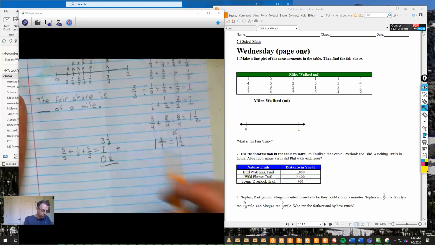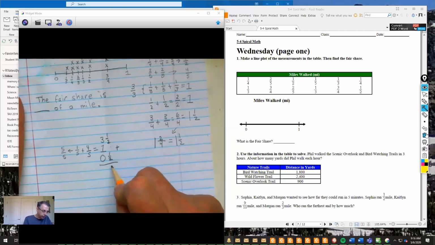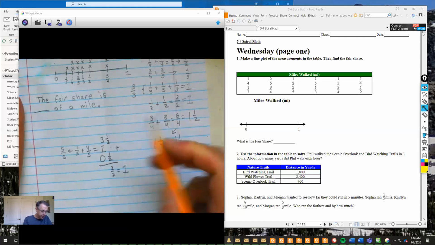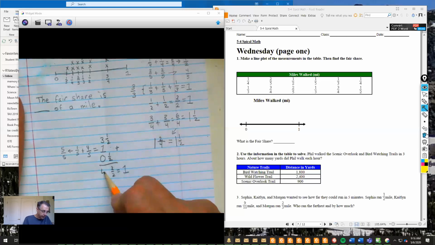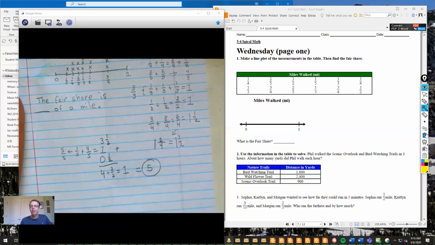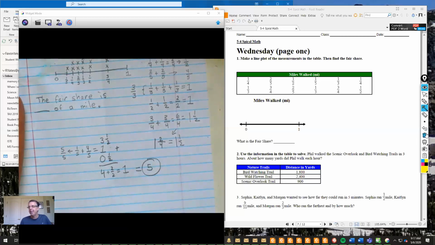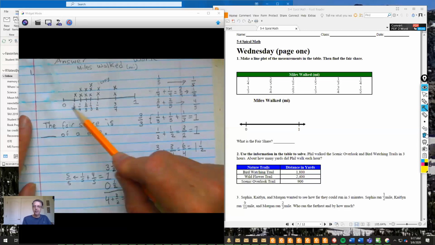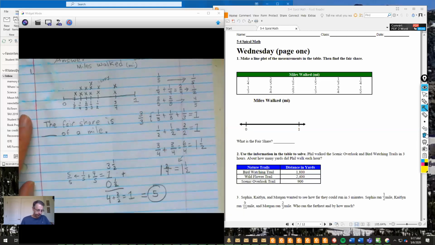What I'll do is I'll take 1/2 plus 1/2, that equals 2/2, which is the same as saying 1. 3 plus 1 is 4. So I have 4 and 2 over 2, or 4 and 1. So I'm going to add this together, 4 and 1. The total is going to be 5 miles. Now that's not the fair share yet. That's the amount of miles that everybody walked together. All these people together walked a total of 5 miles.